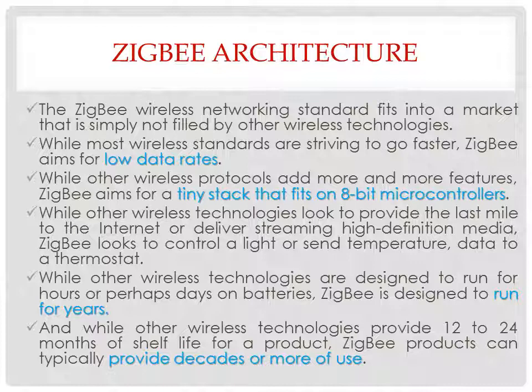The ZigBee wireless networking standard fits into a market that is simply not filled by other wireless technologies. While most wireless standards are striving to go faster, ZigBee aims for low data rates. While other wireless protocols add more and more features, ZigBee aims for a tiny stack that fits on 8-bit microcontrollers. While other wireless technologies look to provide the last mile to the internet or deliver streaming high definition media, ZigBee looks to control a light or send temperature data to a thermostat.